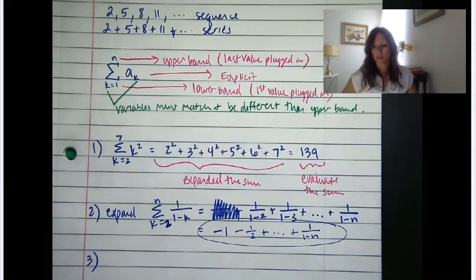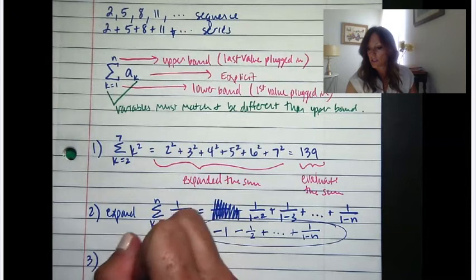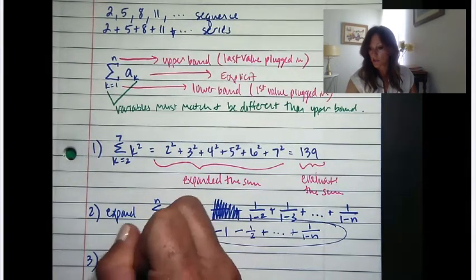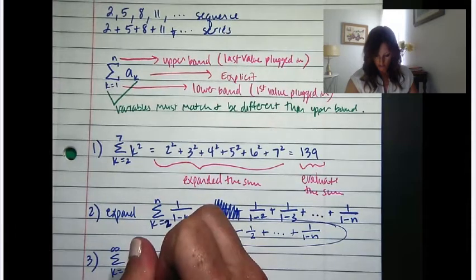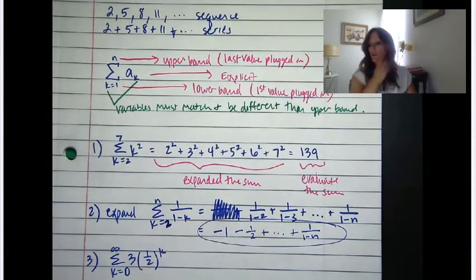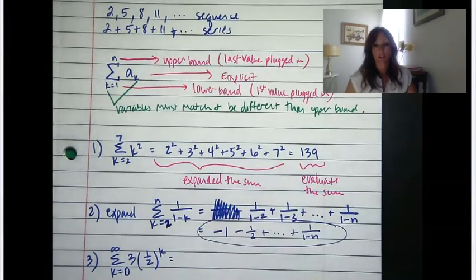Okay, there's another case I want you guys to expand because it has just kind of a different little notation at the end. I'll do k equals 0 to infinity of 3 times 1/2 to the kth power. So this time we do have a geometric sequence. You can see the common ratio in the base there.